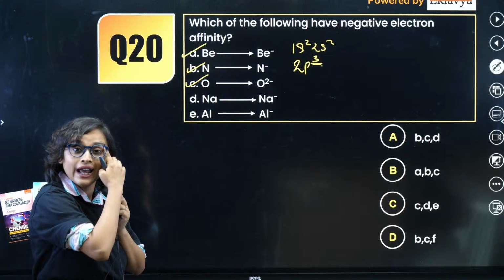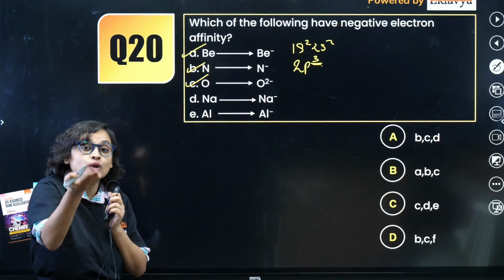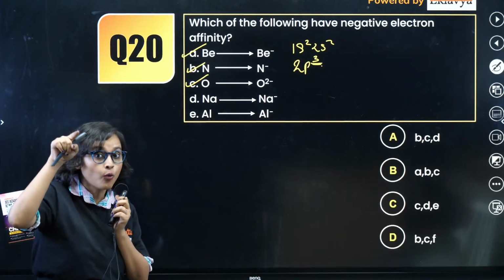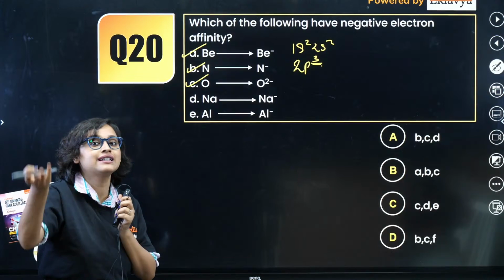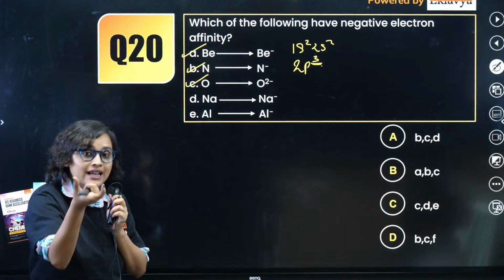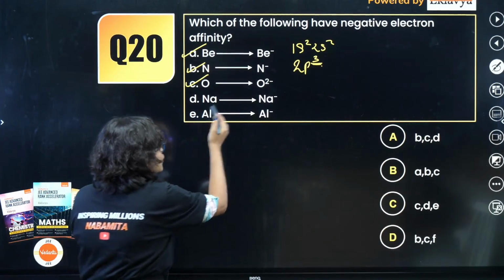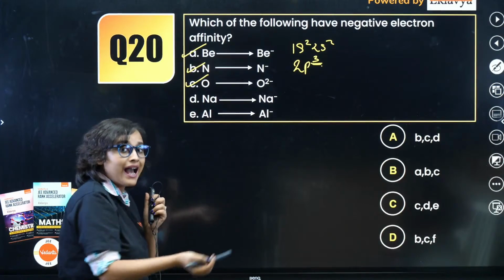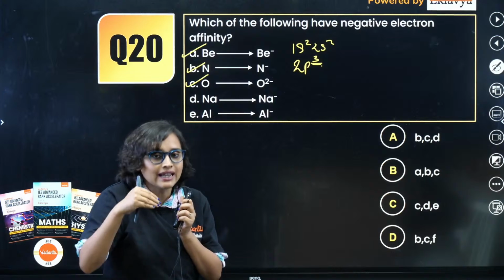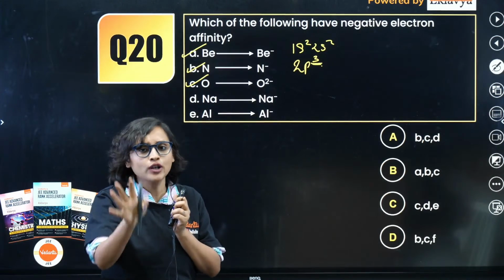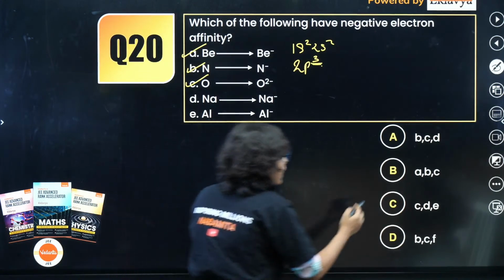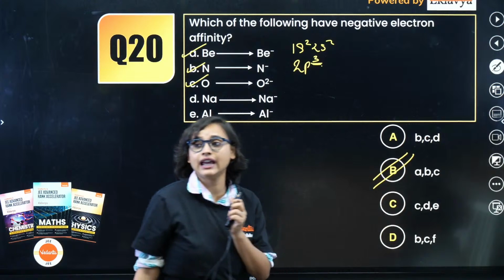Now Na to Na minus, that means it has to accept 1 electron. Sodium's configuration is s1, so yes, it can accept another electron and go to the stable state, fully filled s orbital, that is s2. So this will not be the answer. For aluminium as well, because it is 3p1, it is possible for aluminium to accept 1 electron and become Al minus. So ideally your answer should be option B, that is ABC.